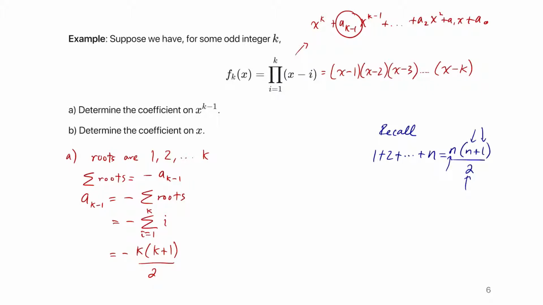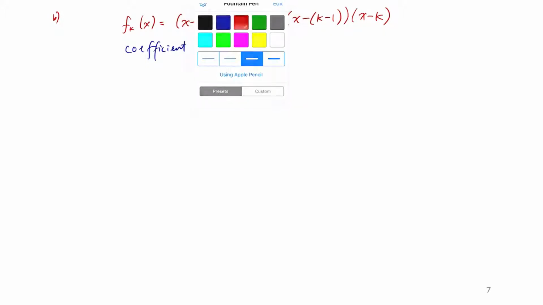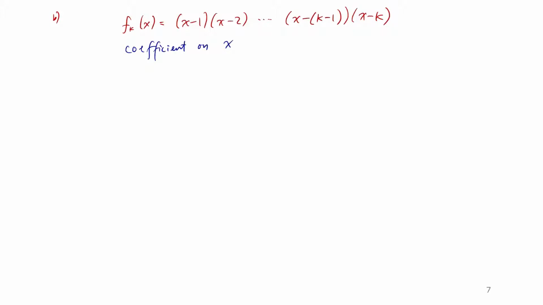Okay. So let's come back together for this one. Let's just put this on the next slide. And so remember, our polynomial is something like x minus 1, x minus 2, blah, blah, blah, x minus k minus 1, x minus k. And we want the coefficient on x. Any ideas?